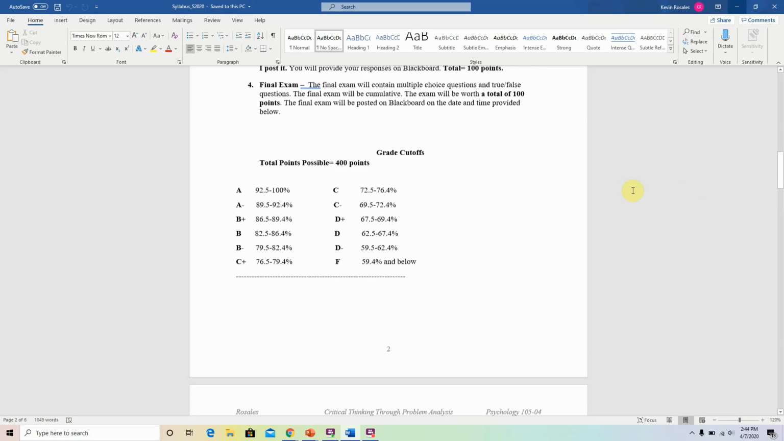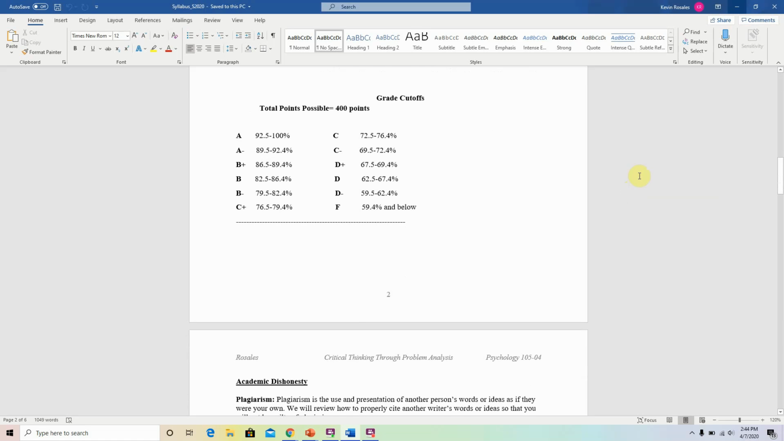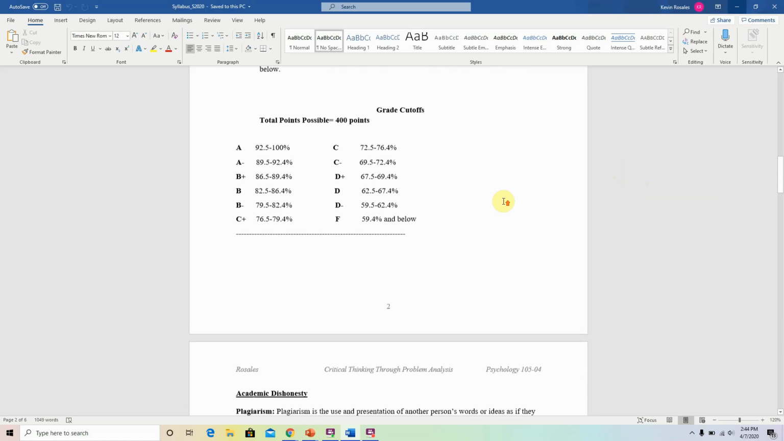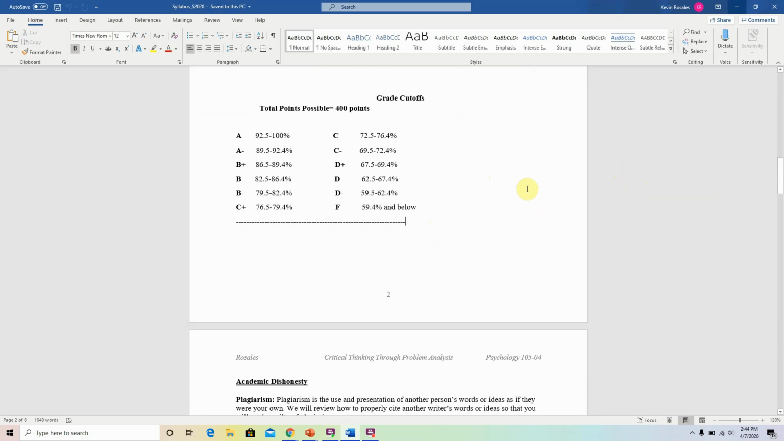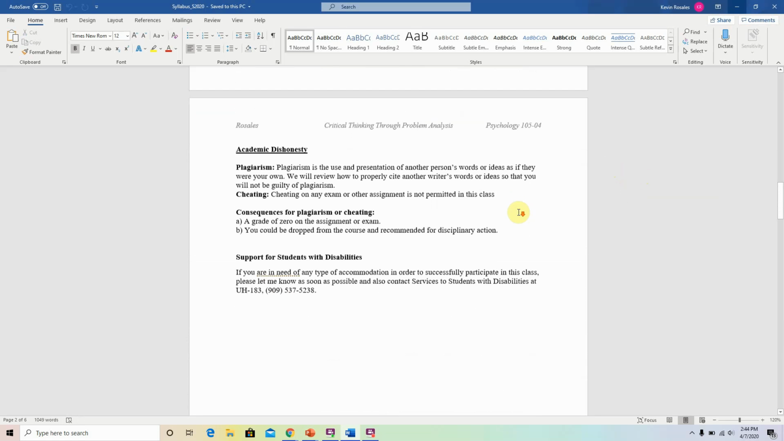Okay, so with those four course requirements, the total points possible in the course is 400 points. And the grade cutoffs are provided here. So just make sure that you're always up to date in terms of how many points you have and where you are in the course at any given time point.